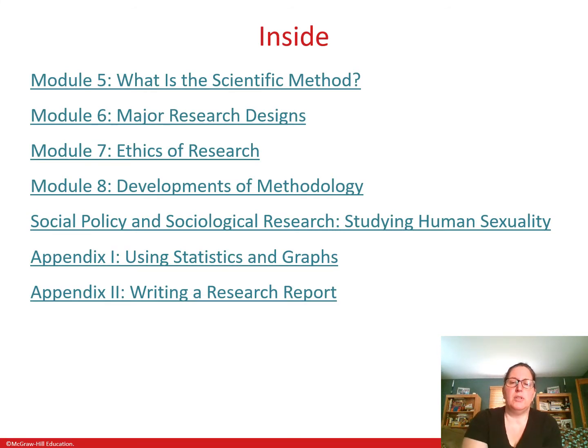In this chapter, we're going to cover the scientific method. So really want to focus on Module 5, 6, and 7, and I may just touch on briefly the developments of methodology and maybe go over a couple of examples. The appendix here in the chapter is really useful if you are, again, going to go further in sociology or any other research projects, how to write a research report and using statistics and graphs. It gives you the basic descriptive statistics, which are often used by sociologists in their journal articles.